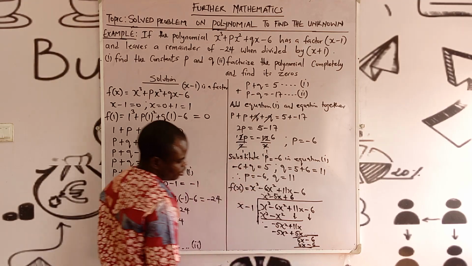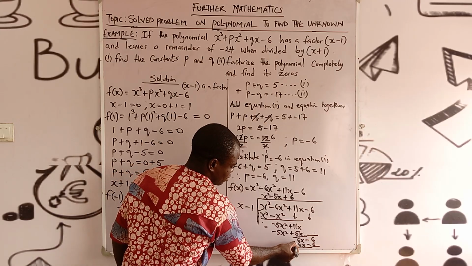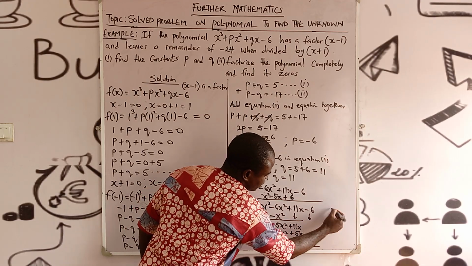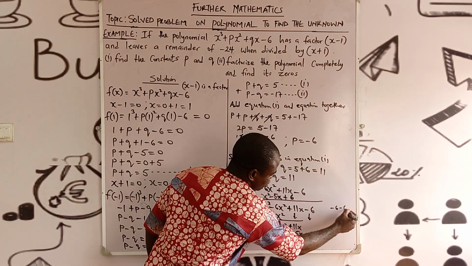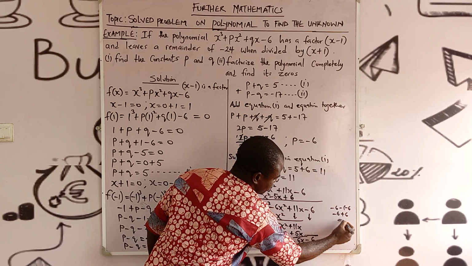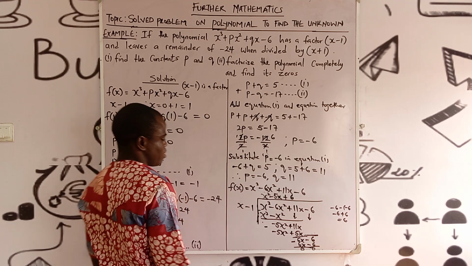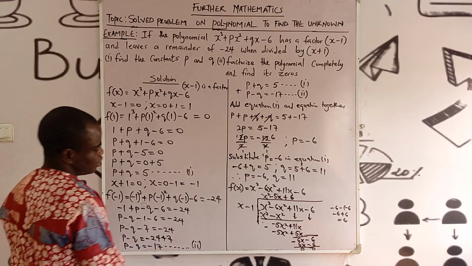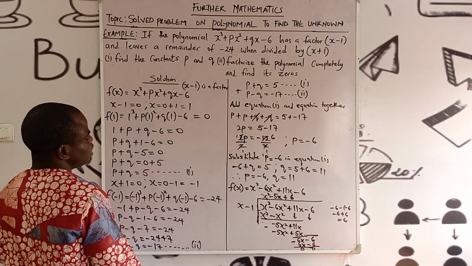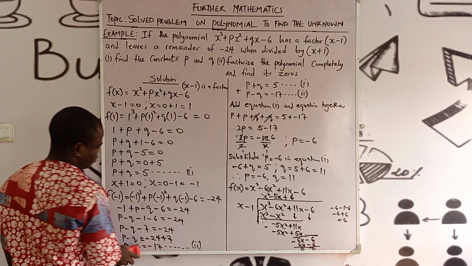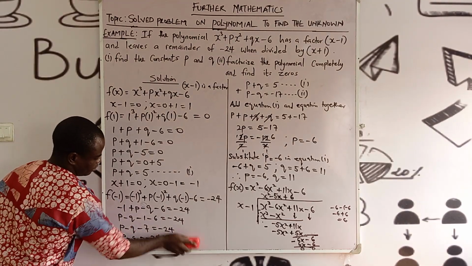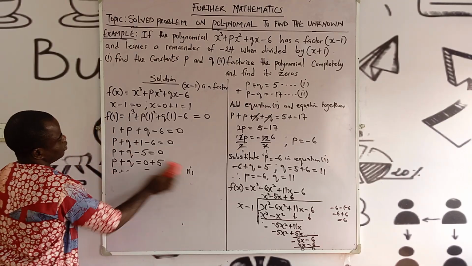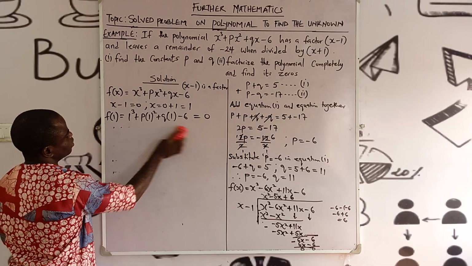Now from here, you do your subtraction. You must get a 0. 6x minus 6x is 0. Minus 6 minus minus 6, that is minus 6 plus 6, gives us 0. And see, it is 0, to show that it is a factor. Now I want to get those numbers: factorize it and find its zeros.